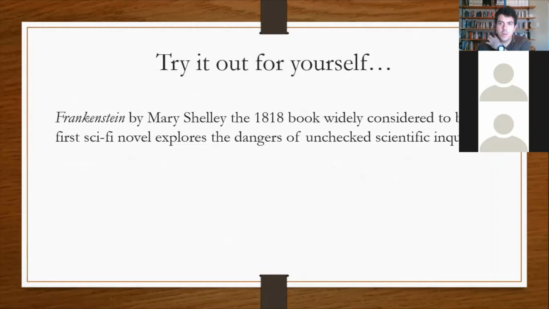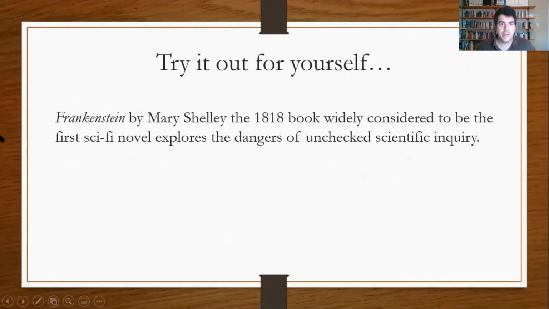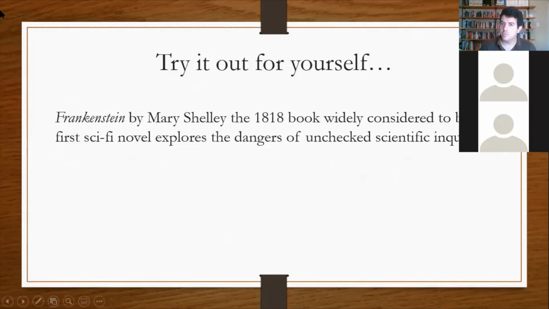All right, last one. Frankenstein by Mary Shelley, the 1818 book, widely considered to be the first sci-fi novel, explores the dangers of unchecked scientific inquiry. This is kind of similar to the first example we looked at. So correct, incorrect, commas, where do they need to go?